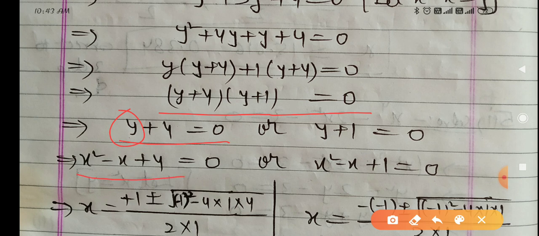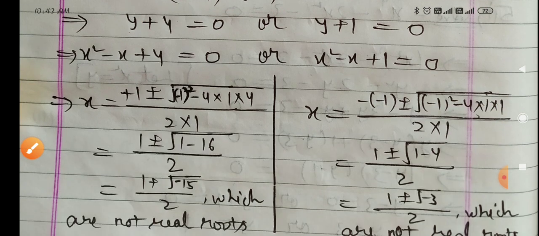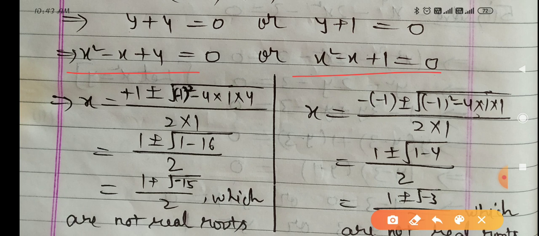x² − x + 4 = 0. Here also y + 1 = 0, put the value of y: x² − x + 1 = 0. Now these equations in terms of x are not factorizable, means the factorization method you cannot apply. So that's why I have applied the quadratic formula. By using the quadratic formula I am getting the value (1 ± √−15)/2. A minus sign is missing here, I have marked it, you can see here: 1 ± √−15 upon 2.